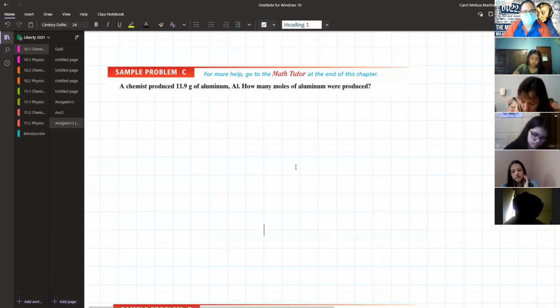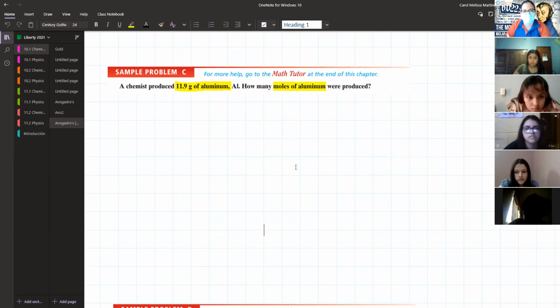A chemist produced 11.9 grams of aluminum, Al. How many moles of aluminum were produced? This is a review, okay? We had the weekend. So I'm giving you grams of aluminum and I'm asking you about moles of aluminum. So, what am I going to be using? Avogadro's or molar mass? Molar mass. Again, molar mass, because the keyword here is the grams. So if you see grams or mass, it means that we need to be using molar mass.